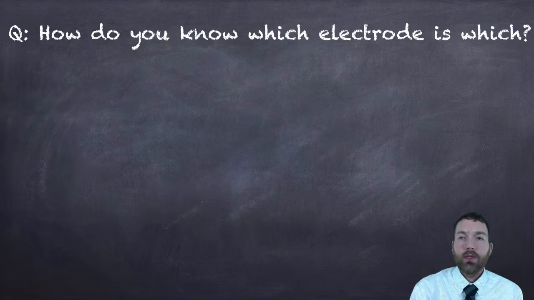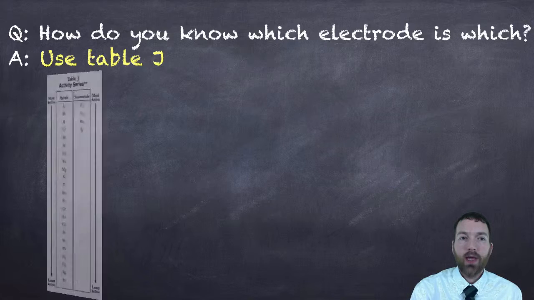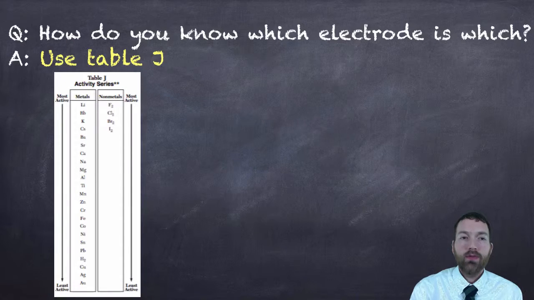So how do you know which electrode is which? One of the things you're often asked to do is label an electrochemical cell, and if you mess this part up, you're going to get everything backwards. So you really need to know which electrode is which. There's a really easy way to determine this, and that's to use Table J. Table J we've seen before. This is our activity series of metals.